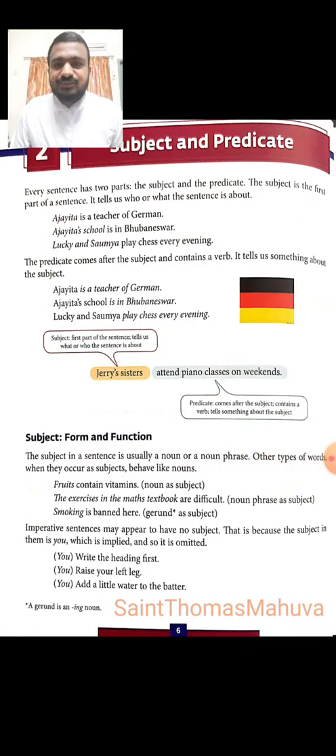In the last class, with the Richa teacher, you have learned about the first chapter, which was about the sentence. Now we are going to see the two parts of the sentence, that is subject and predicate. Every sentence we can divide into two, that is subject and predicate.